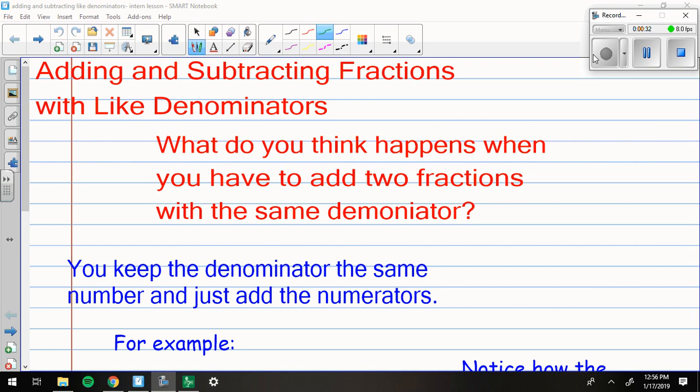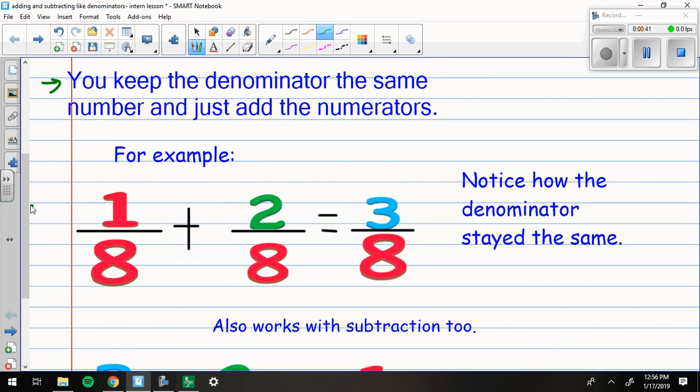So, let me ask you a question. What do you think happens when you have to add two fractions with the same denominator? Let me tell you. What you do is you keep the denominator the same. That denominator stays the same, and you just add the numerators. So if we look here, I have 1/8 plus 2/8. That equals 3/8 because I'm keeping my denominator the same. It's staying 8, and I'm just adding my numerators. 1 plus 2 equals 3.